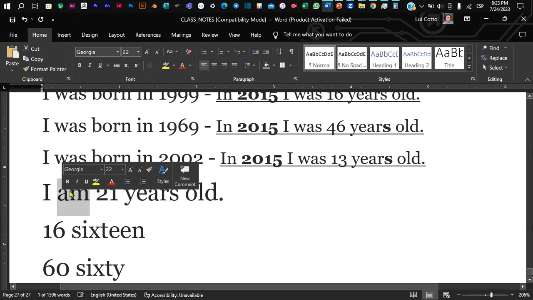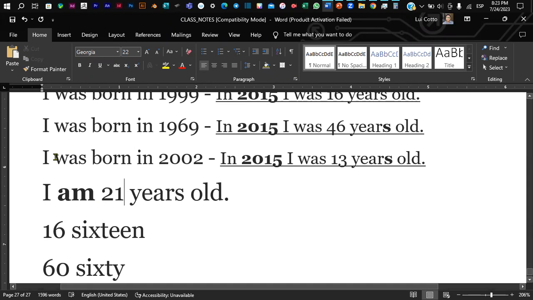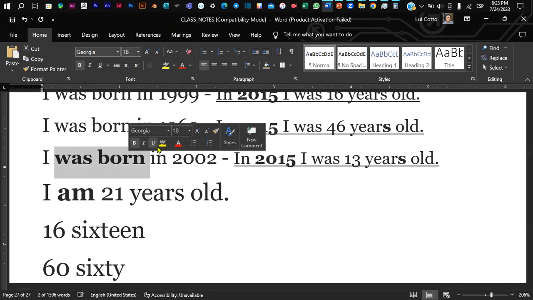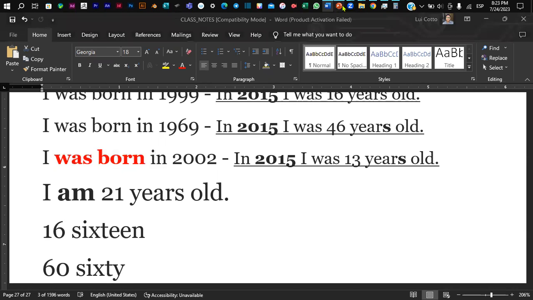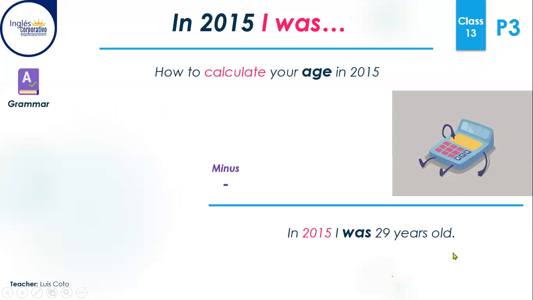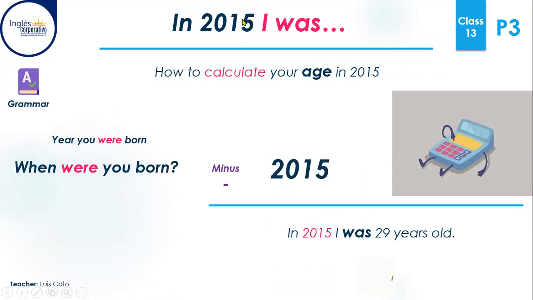Check. This is simple present of the verb to be, and this is simple past. I was all the time, siempre. I was, simple past. Okay, got it? All right, ¿se entiende? Simple past of the verb to be.